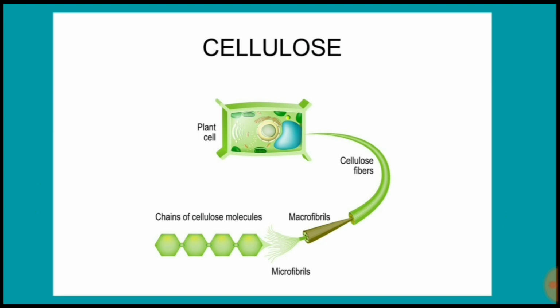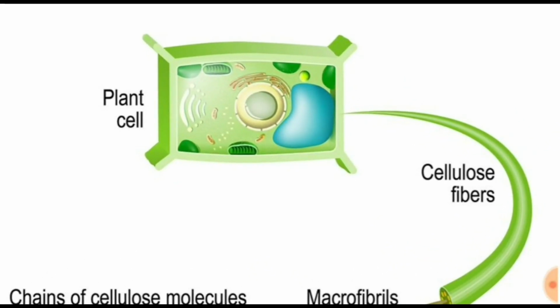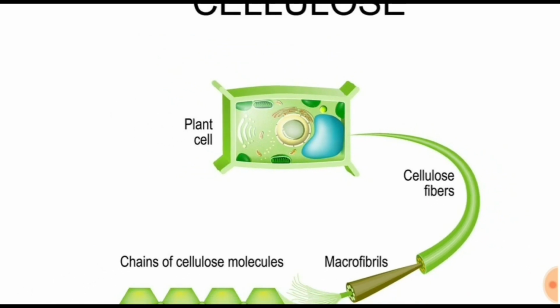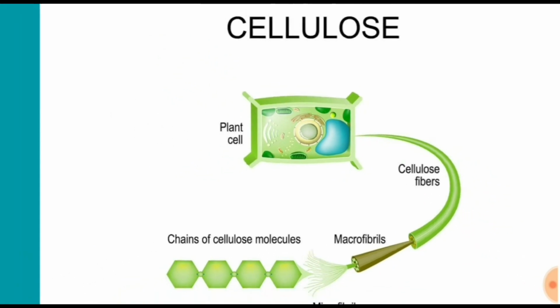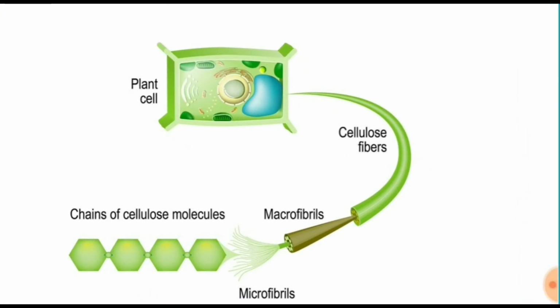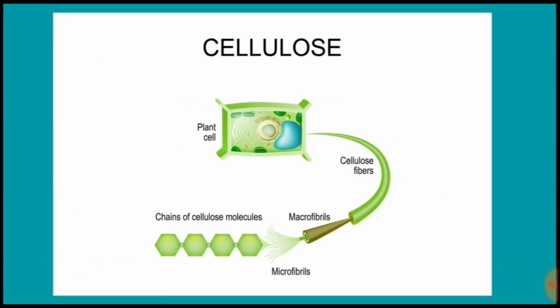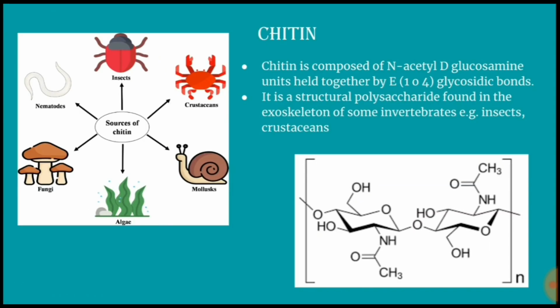Now where do you observe the cellulose? It is usually found in the plant cell wall, and there is a cellulose fiber. Microscopic structure shows macrofibrils and microfibrils which have the chains of cellulose molecules. So that is the structure of cellulose. Moving to the next type of homopolysaccharide, which is chitin.